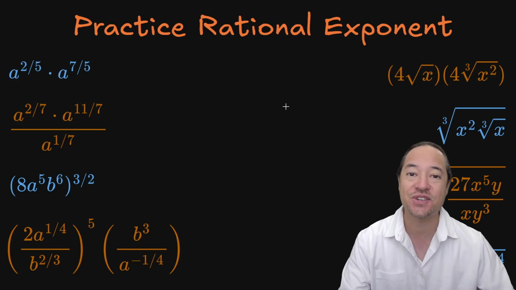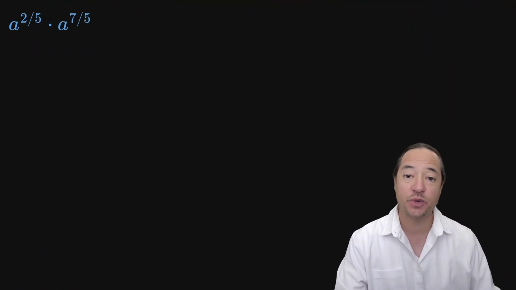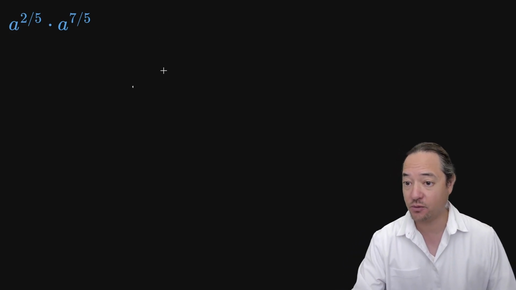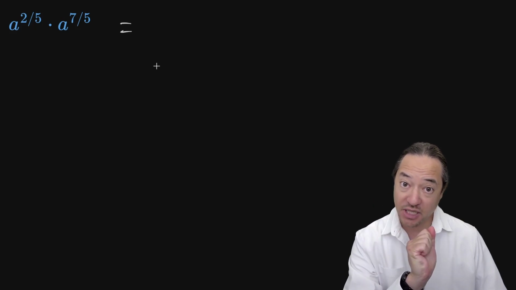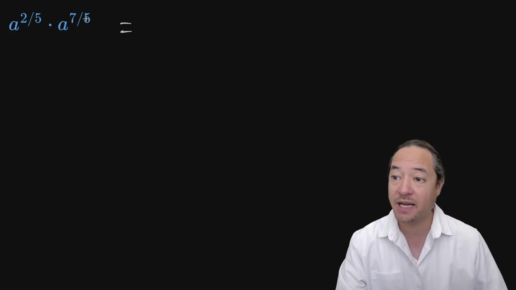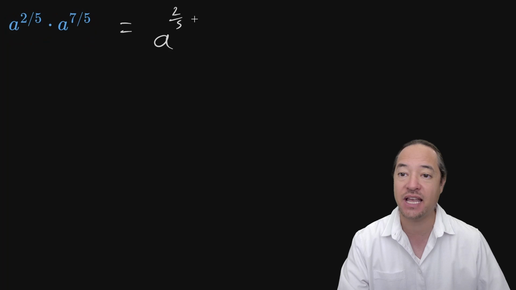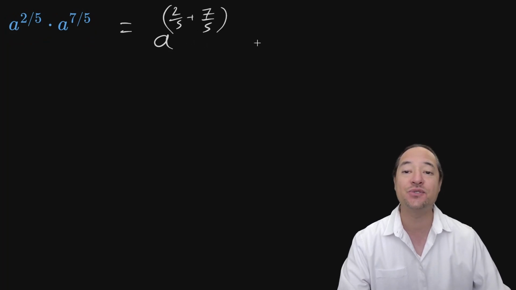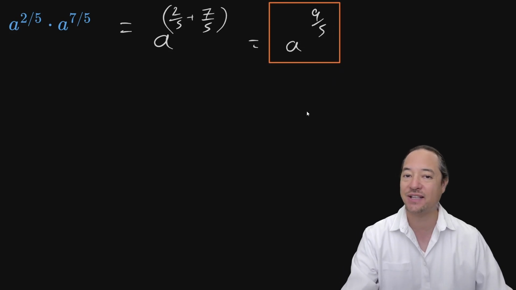All right, let's try them out. For this first one, we have 2 rational exponents that we are multiplying together, and it shouldn't be too bad. We know that when we multiply common bases with exponents, we essentially add the exponents together. So that's going to be a to the 2/5 plus 7/5. If we add these 2 fractions together, we're going to get a to the 9/5, and that's going to be our final answer right there.